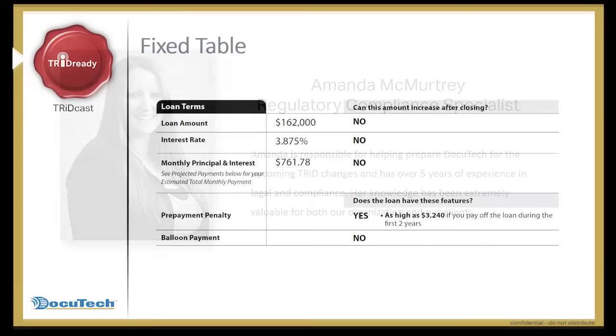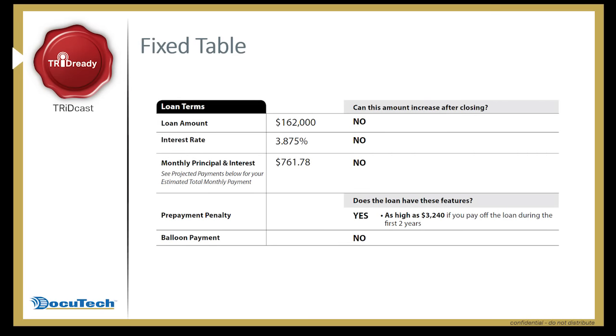Thanks, David. In today's TRIDcast, we're going to be discussing the loan terms section of the loan estimate. Now, the loan terms section is the second section that appears on the document. It's directly following the general information section that we reviewed during our last TRIDcast when we were going through the loan estimate. So, let's go ahead and get started and take a look at this loan terms section. Now, this contains the most important terms that the CFPB wanted to make sure that the borrowers understood when they were evaluating the terms of their loan.